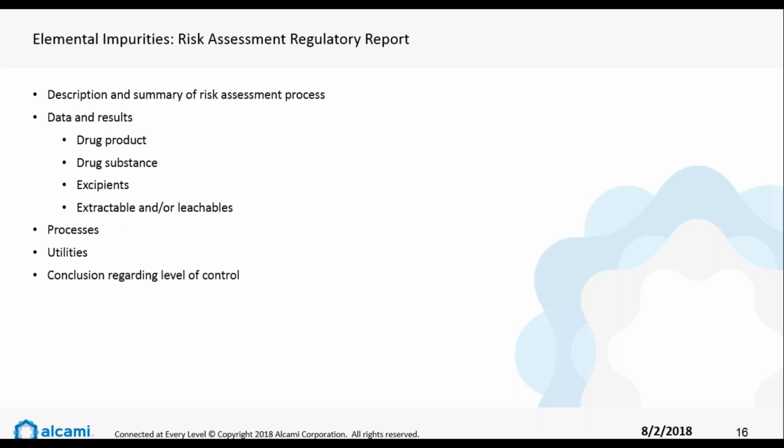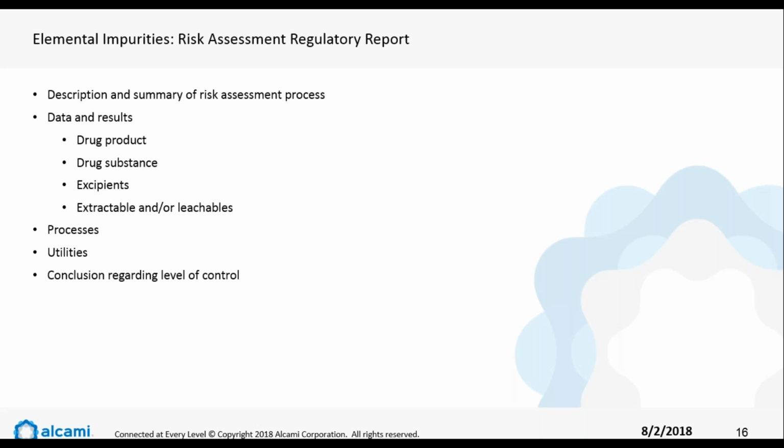And then one of our last offerings is not really a testing option, but is actually the risk assessment regulatory report. I've been referring to this as the filing report. It's the risk assessment report that you would send in with your filing to say, we've assessed the 5 main sources of elemental impurity contamination. That's the drug substance, the excipients, the water, the manufacturing process, and the container closure.